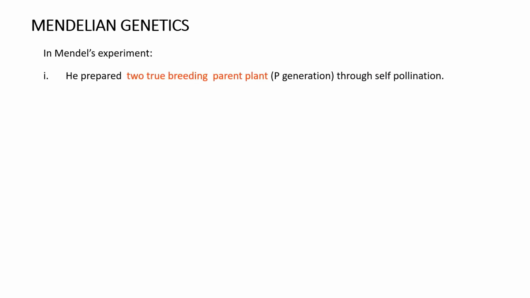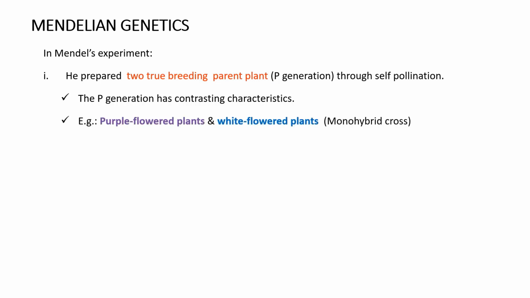In Mendel's experiment, he prepared two true breeding parent plants, which is the P generation, through self-pollination. The P generation has contrasting characteristics. For example, Mendel prepared a true breeding parent plant that has purple flowers and a true breeding parent plant that has white flowers for the monohybrid cross. The genotype for the purple flower plant will be capital P, capital P, and the genotype for the white flower plant will be small p, small p.